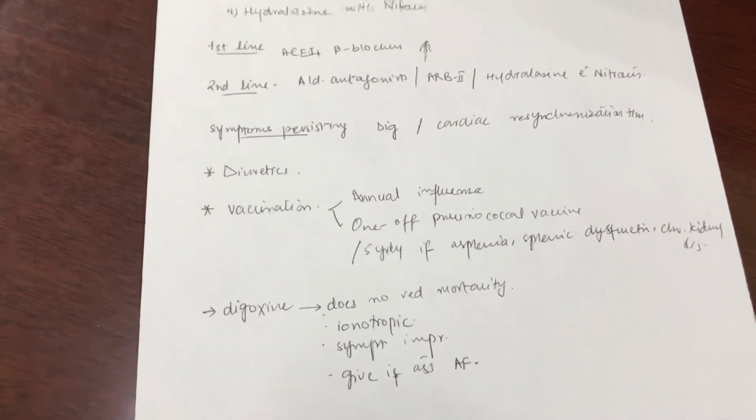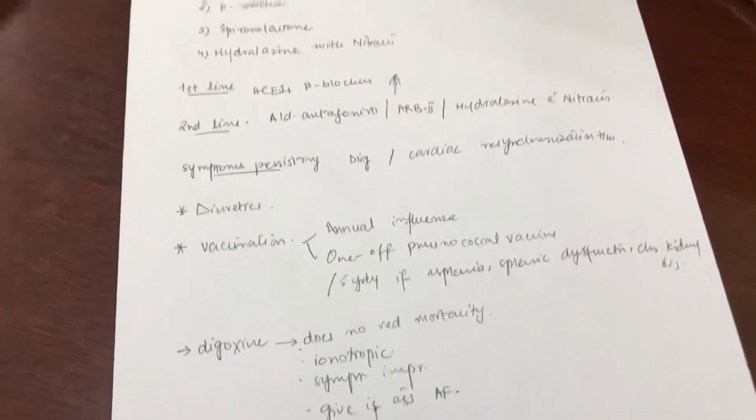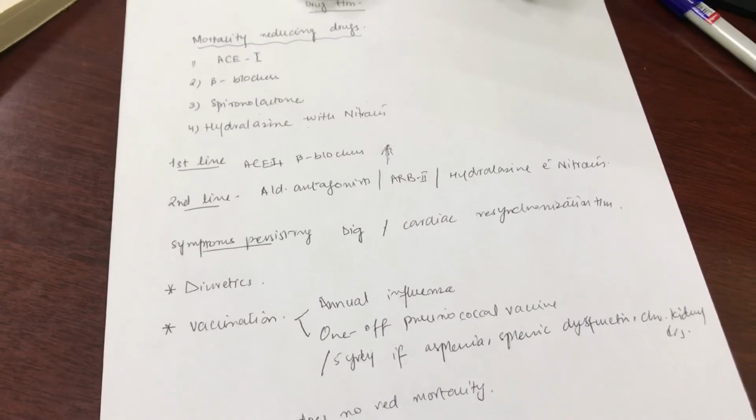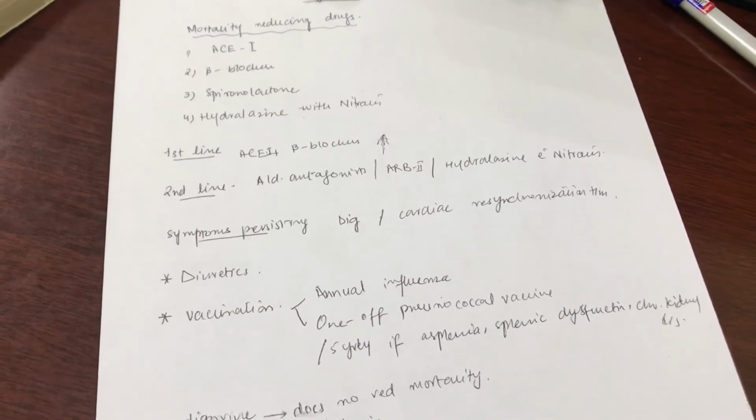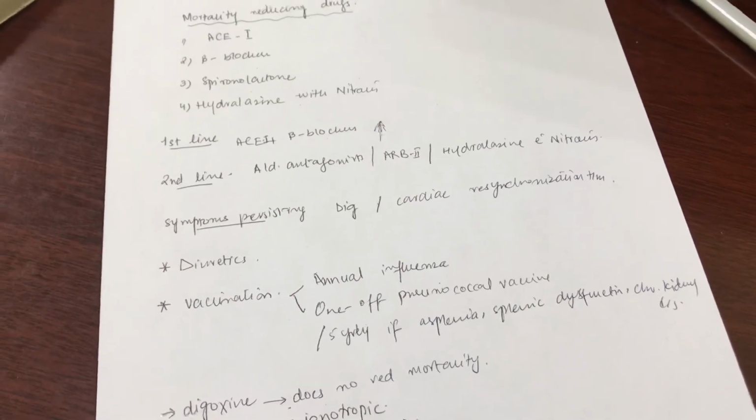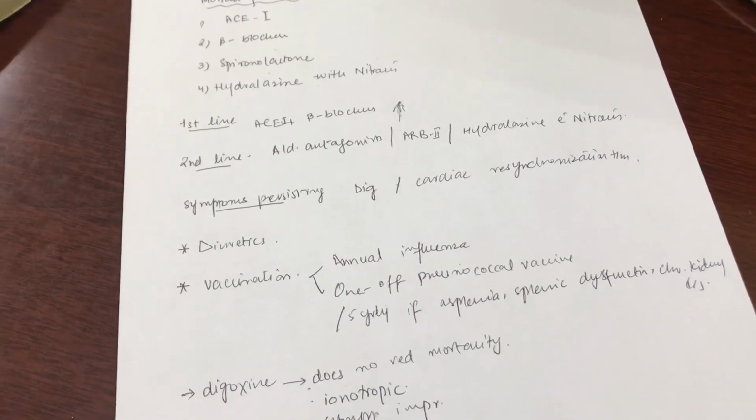So this is a brief overview of which drugs are mandatory in patients of cardiac failure and what are the first line, second line, and third line drugs. And it also signifies the importance of vaccination in patients with cardiac failure to reduce the long-term mortality.